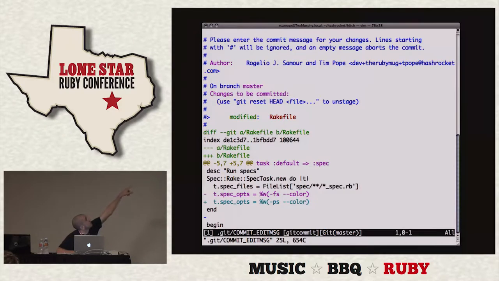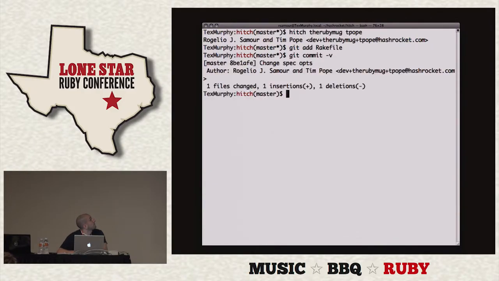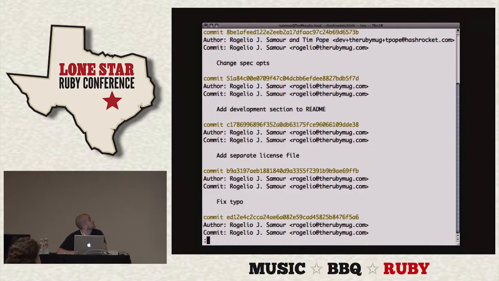You'll see that the author shows up there. And so here I'm going to say change spec ops, whatever. Doesn't matter. And now when I say git log --pretty=full, you'll see that the committer is still me, because that's my local computer, but the author is T-Pope and I, which is false. So, well, whatever, for the purpose of this exercise, I just wanted to show you what it does.